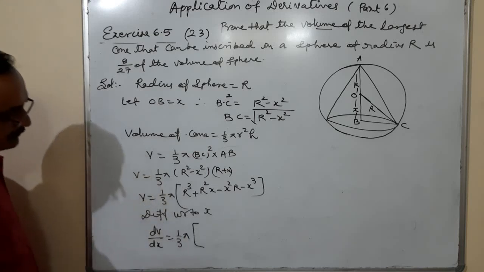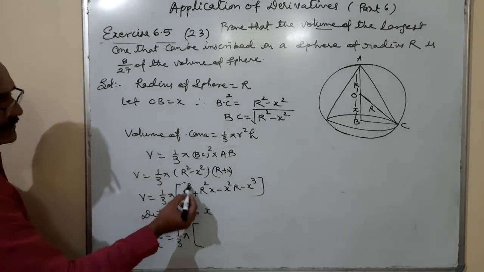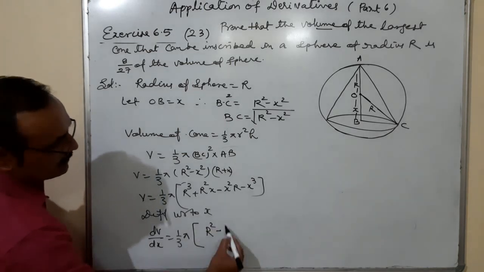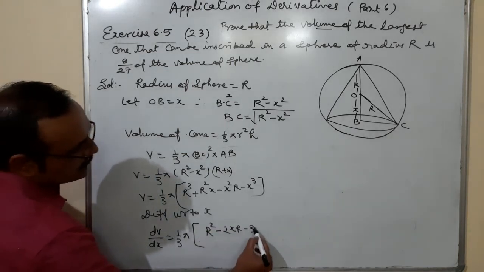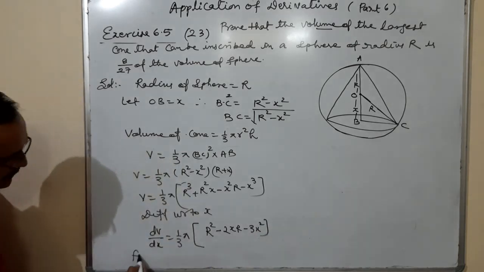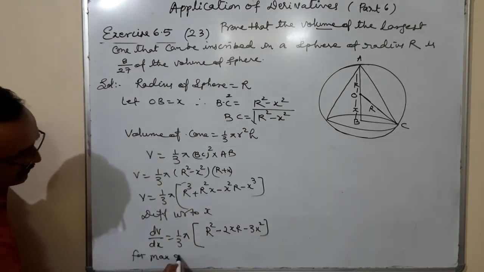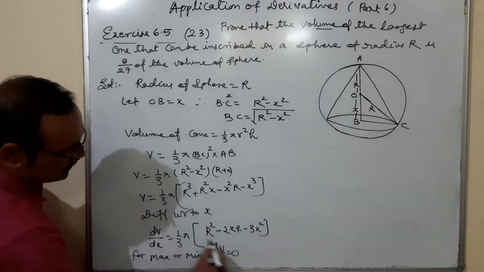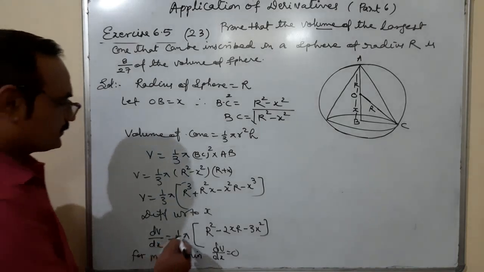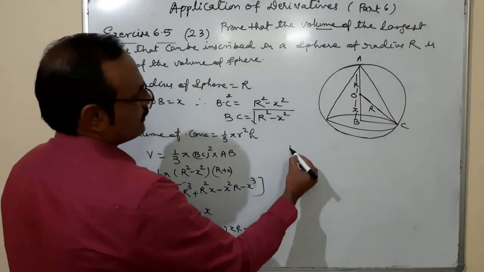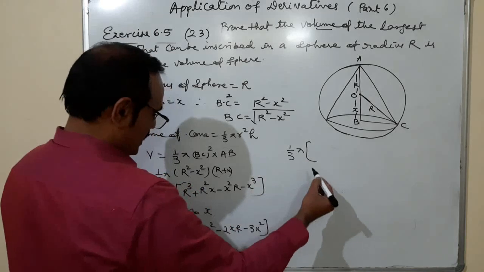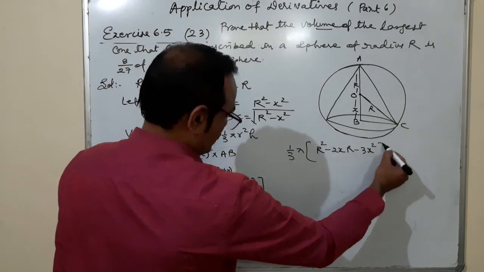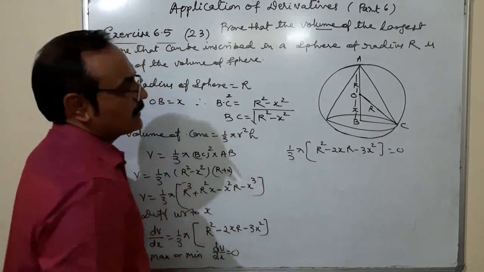So 1 upon 3 pi, differentiation of R cube is 0. Differentiation of R square x is R square, minus 2xR, minus 3x square. For maxima or minima, dV by dx is equal to 0. Therefore this entire term is equal to 0. 1 upon 3 pi times R square minus 2xR minus 3x square is equal to 0. The constant will be shifted to the other side and becomes 0.